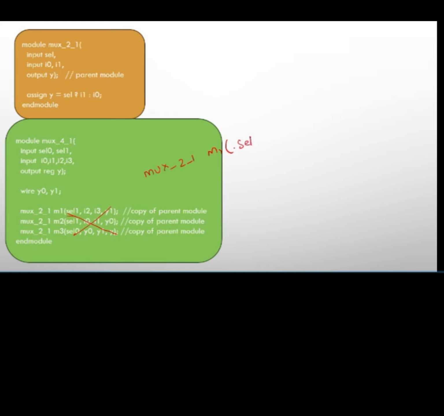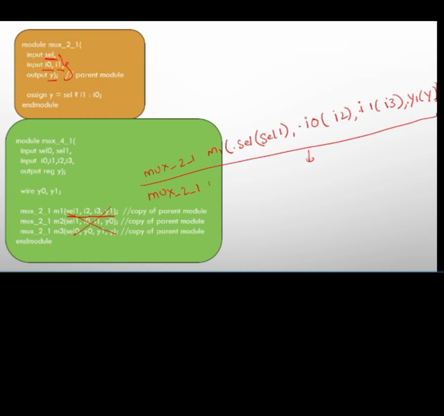dot SEL of S1, comma, dot I0 of I2, dot I1 of I3, comma, dot Y of Y. In this way you will be connecting it. So for this, while we are connecting it by order, we should follow the order. Since you have given first SEL and I0, I1, Y, you should follow that order while connecting by order. But when we are connecting it by name, what this means is we can do it like this also.